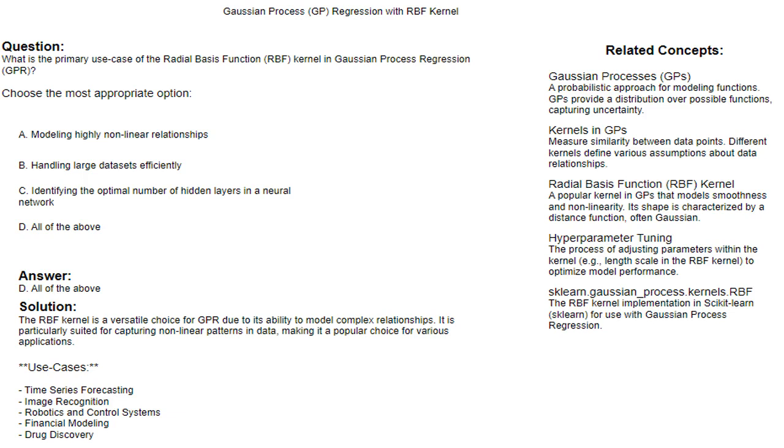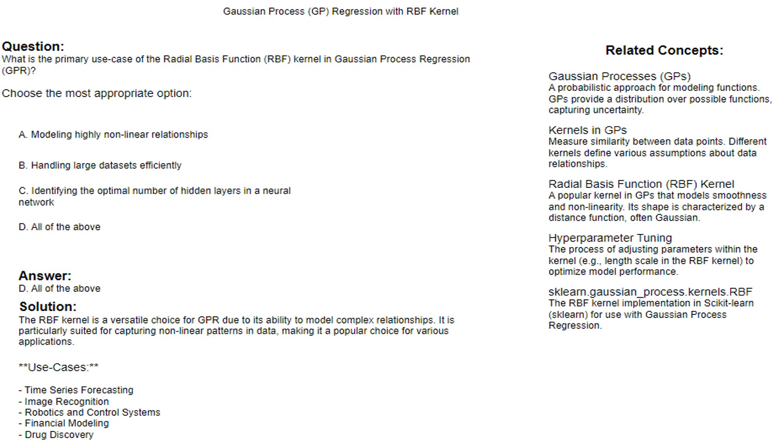A. Modeling highly nonlinear relationships. Correct. The RBF kernel excels at capturing nonlinear patterns in data. It assumes that points closer together in the input space should be more similar in the output space. This property makes it suitable for modeling complex relationships.